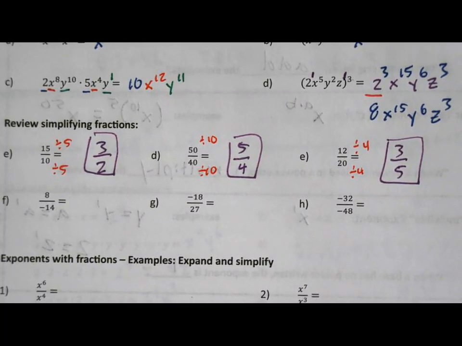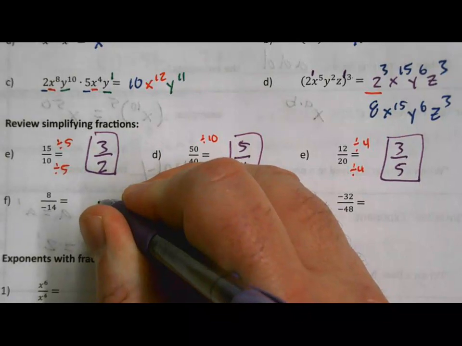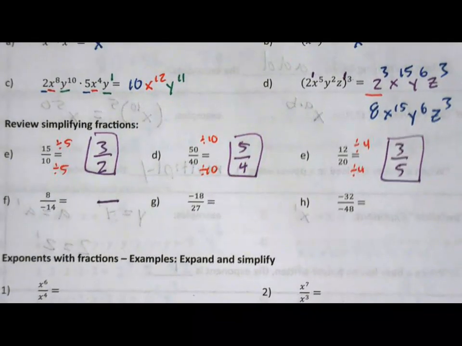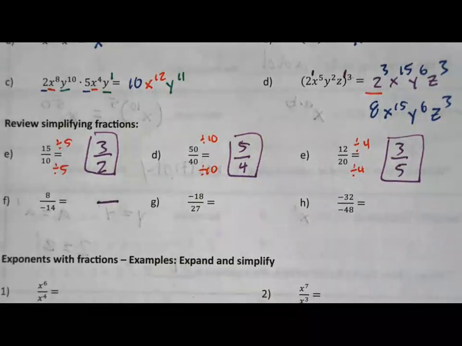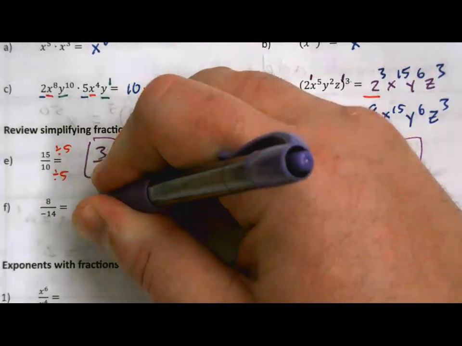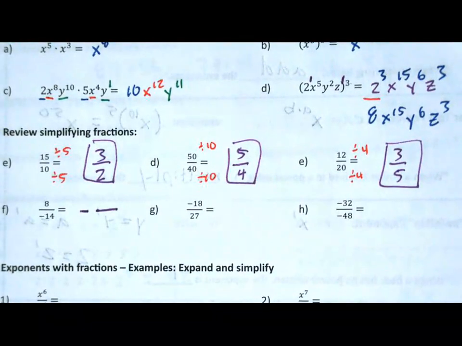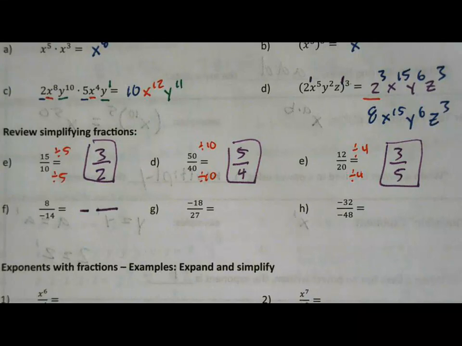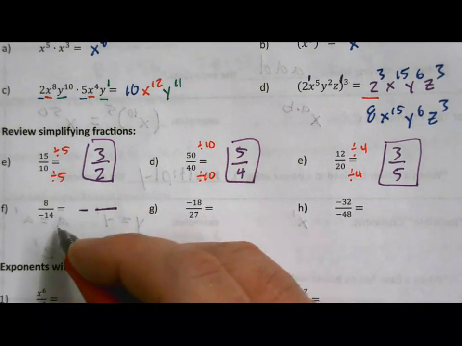How about 8 and 14? First of all, before we get into what divides into both of them, tell me, is my final answer going to be a positive fraction or a negative fraction? It's going to be negative because a positive divided by a negative is a negative. So go ahead and put a negative in front of your fraction right now, and then we don't have to worry about pluses or minuses. We'll just think about the 8 and the 14.